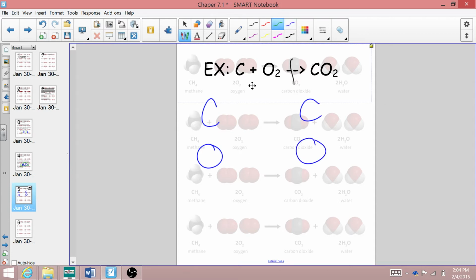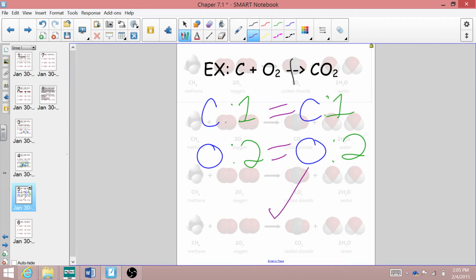Now if we count how many of each thing we have, over on the reactant side I have 1 carbon atom and I have 2 oxygen atoms. Over on the product side I have 1 carbon atom and 2 oxygen atoms. So now if I look at each individual atom and how many I have on my reactant side compared to my product side, these need to be equal. And if they are equal for everything, not just one element, but for everything, this is a balanced equation.